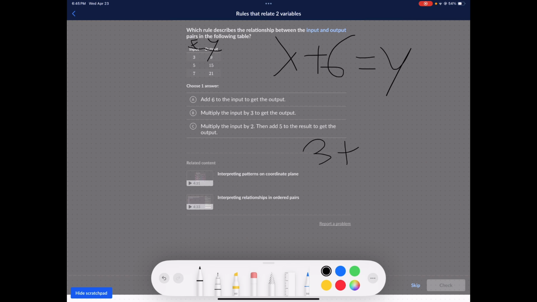If we plug and chug here, for the first one, it's correct. So we'll put that in. Now, what about the next one? If we plug in 5 for this one, plus 6 is equal to 11, not 15. Although it's correct for the first pair, 3 and 9, it will not be correct for the second pair. So, A's out. It's not going to be add 6.